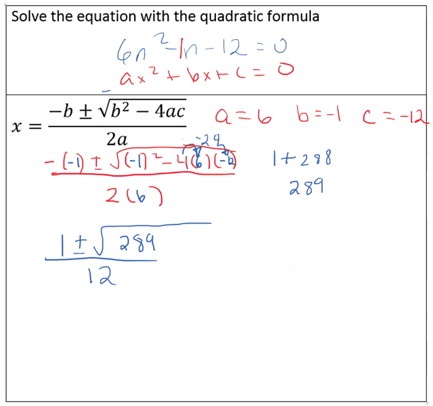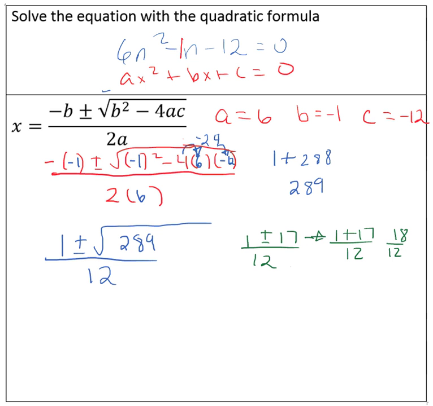All right, so from there, we're going to take the square root of 289, which happens to be 17. So I have 1 plus or minus 17 over 12. So let's figure that out. We break this into its two parts. The first one being 1 plus 17 over 12. 1 plus 17 is 18 over 12.